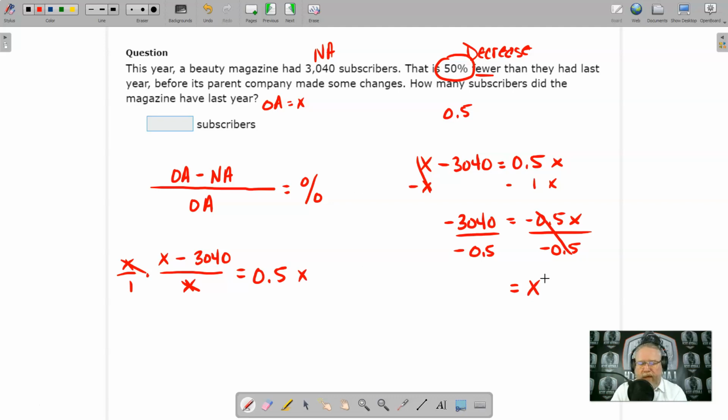And then we end up with negative 3040 divided by negative 0.5 equals 6,080. So it is 6,080 subscribers. Now you probably could have figured this out without actually doing that. If you realize that they decreased by 50%, you'd be like, oh, I just need to double 3,040. And you could have done that. So you kind of could have figured this one out without really doing all the math here.